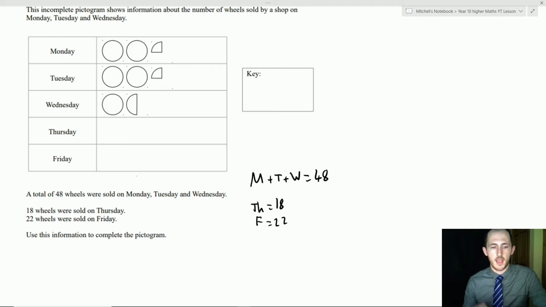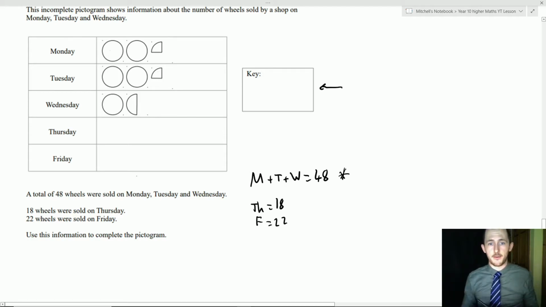So, this might seem a bit tricky, but we can use this first piece of information to work out the key. Because without the key, we have no idea what we're doing. I don't know how many circles, half circles, quarter circles I'm doing. Just so you're aware, it might not be the case that this equals 4 and this equals 1. So we can't assume, we have to work it out. So how do we work it out?